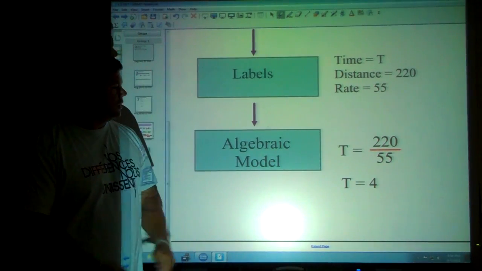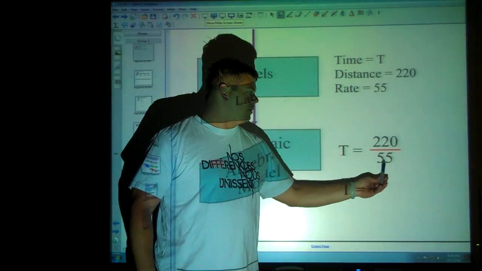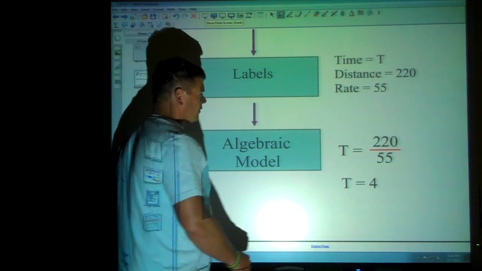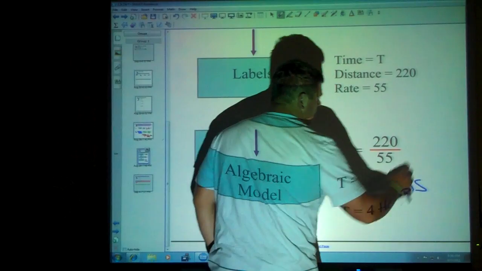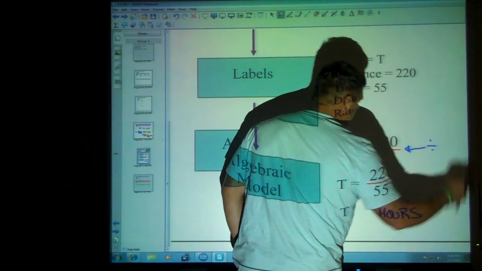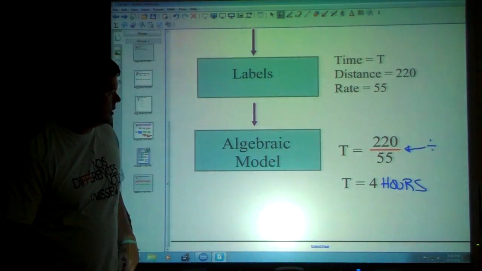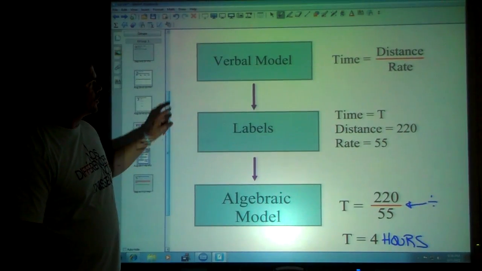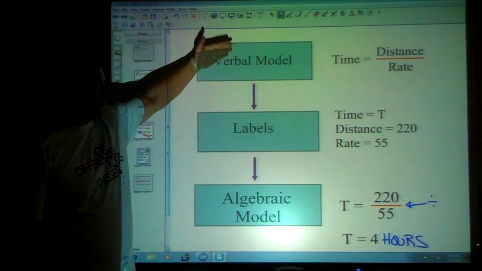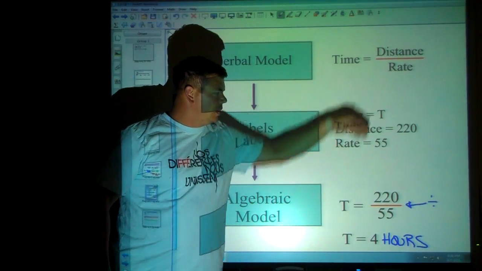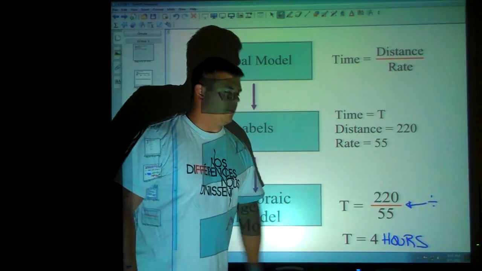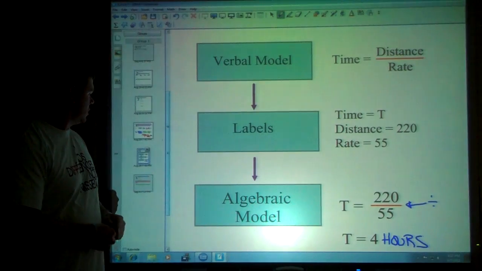If we take 220 and divide it by 55, we will end up with 4 hours. Remember, this line means division. So once again, start with words, replace the words with what you know, stuff that you don't know gets a variable, and then go ahead and simplify the math as far as you can, in this case, 4 hours.